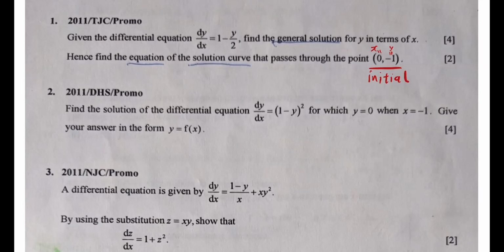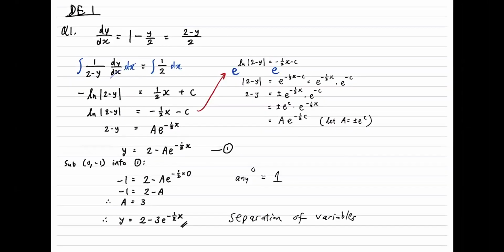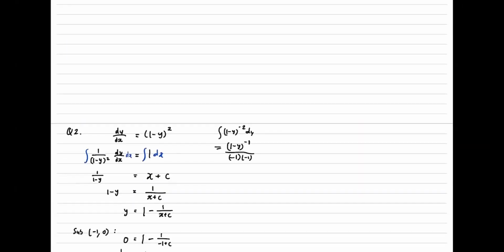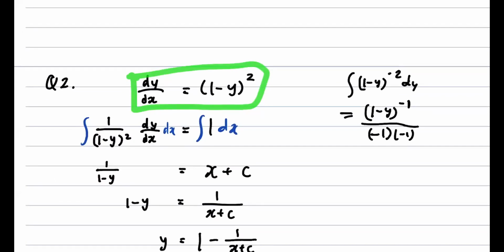All right, then let's try another one. This one, dy by dx equals 1 minus y squared. They gave you y equals 0 when x equals -1. So you want to solve for y. How? Let's just copy down the question. dy by dx equals 1 minus y squared.